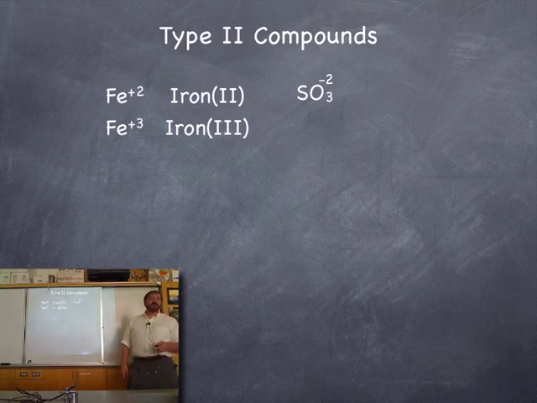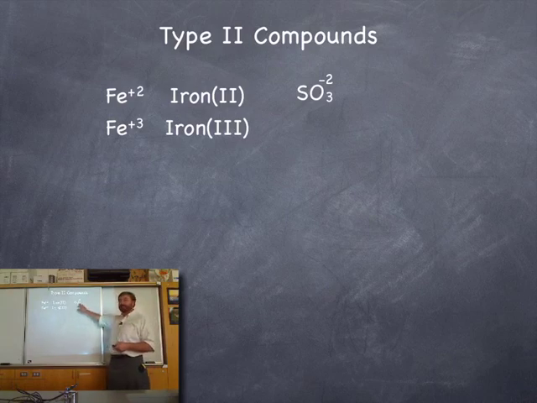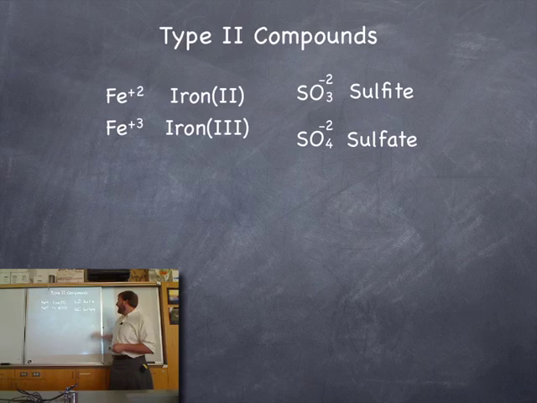Poly means many, more than one. So polyatomic, more than one atom. Okay? So this is sulfite. This is sulfate. So ite and ate. Root is still sulfur. Ite and ate describe relative amounts of oxygen.